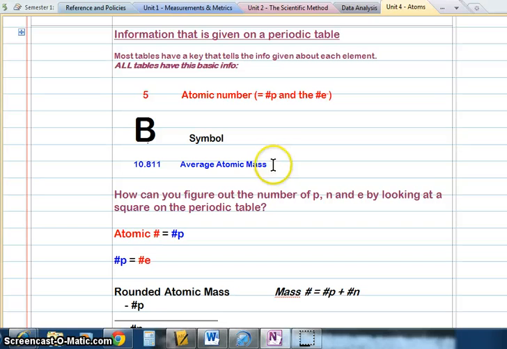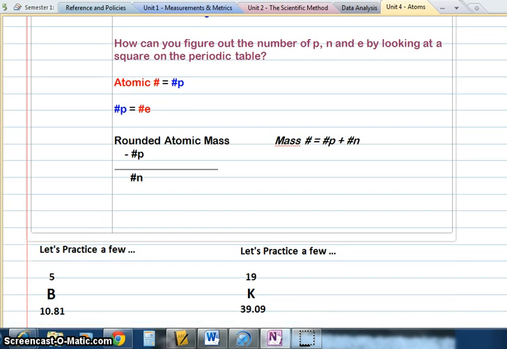So on the periodic table, we can find out the number of protons, neutrons, and electrons just by knowing these three pieces of information. On almost every periodic table, you will see atomic number, symbol, and average atomic mass. All right, so how can we figure that out? The atomic number is the number of protons. This is the identity of the element.